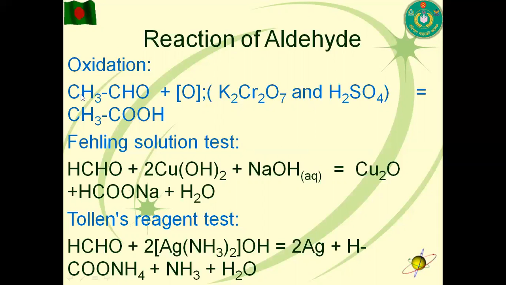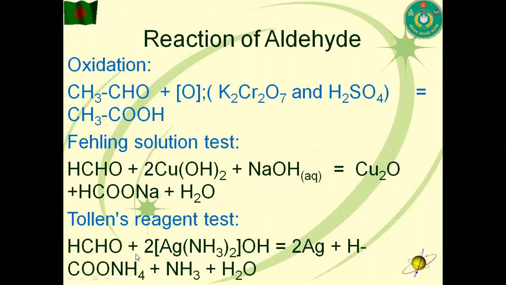Then again, this carbonyl compound or aldehyde reacts with Fehling's solution and Tollens' reagent to give a specific test. Here, the aldehyde reacts with copper hydroxide in presence of aqueous sodium hydroxide to form cuprous oxide. This product shows a red color. So this is the specific test for aldehyde. If an organic compound reacts with Fehling's solution and shows a specific red color product, the reaction indicates that the reactant is an aldehyde. If it does not show any specific color, the compound is a carbonyl, but it is a ketone.